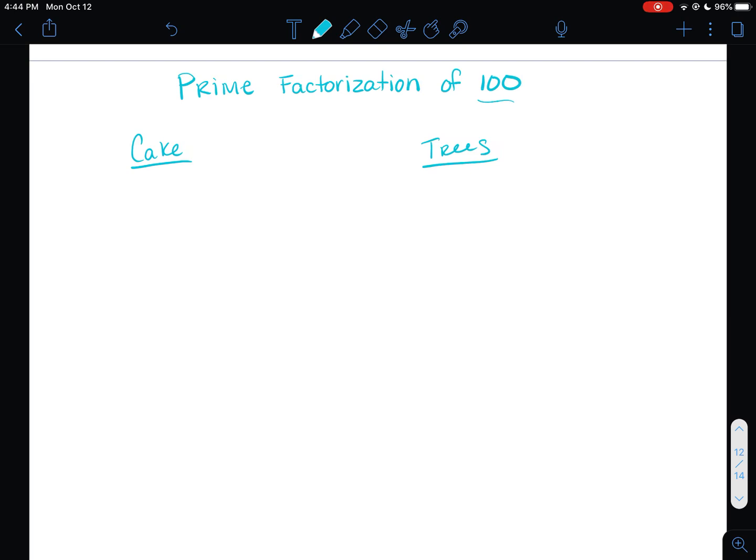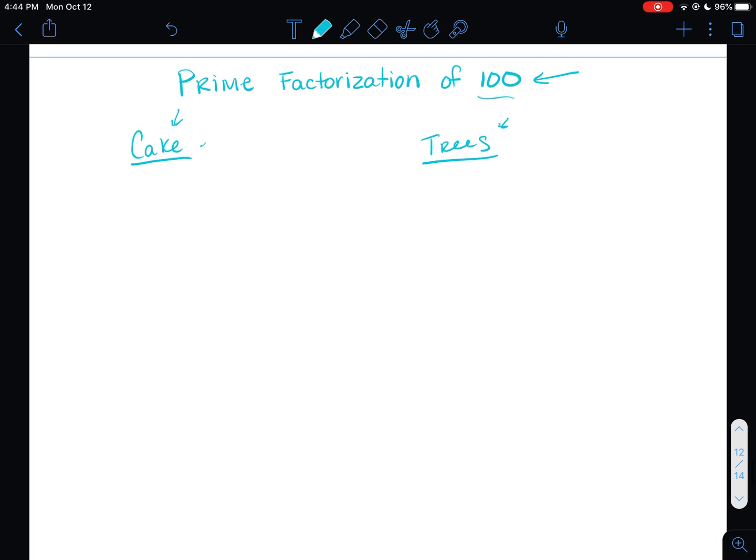So if you don't remember, prime factorization is just finding all of the prime factors of the number and then multiplying them. So we're going to rewrite a composite number, 100, as a product of its prime factors. I showed you the two methods on Friday, the cake and the trees. You only need one going forward. I told you that the cake is definitely the easier one moving forward, but if your brain understands the trees better, then go with it. I'll continue showing you both methods as we work through the unit. So it's whatever your brain understands the best.